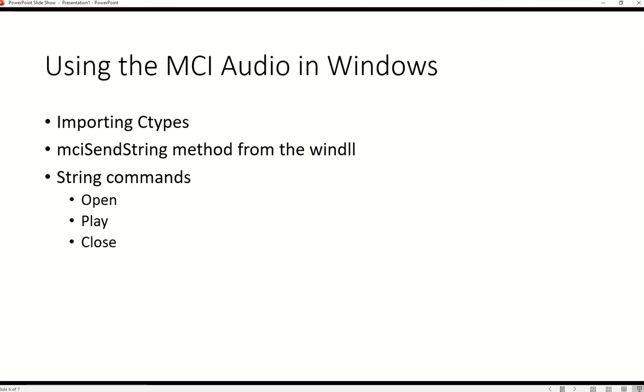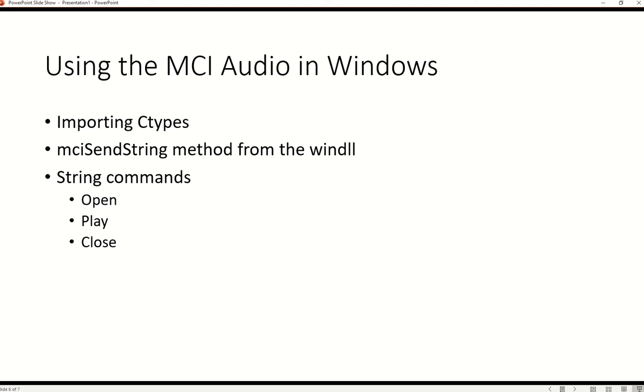So in this video, I'd like to walk you through how to use the MCI audio in Windows through Python. What we're going to be doing is importing the library ctypes. That's the library that will interface into the Windows API. And the API I'm specifically trying to access is the mciSendString.